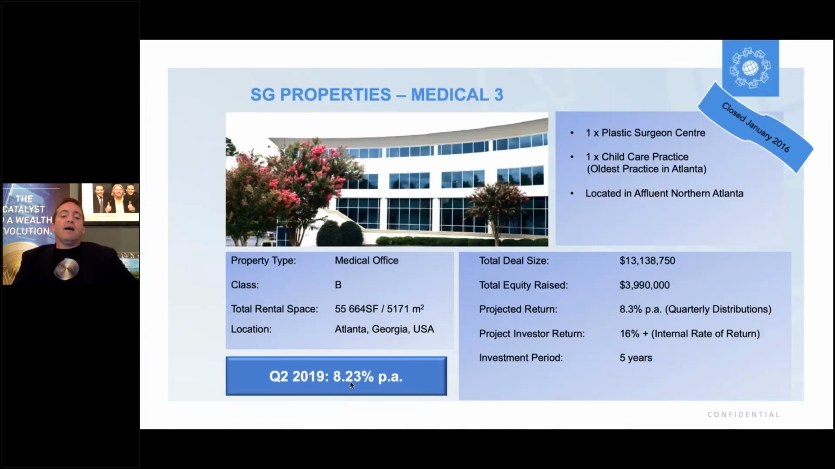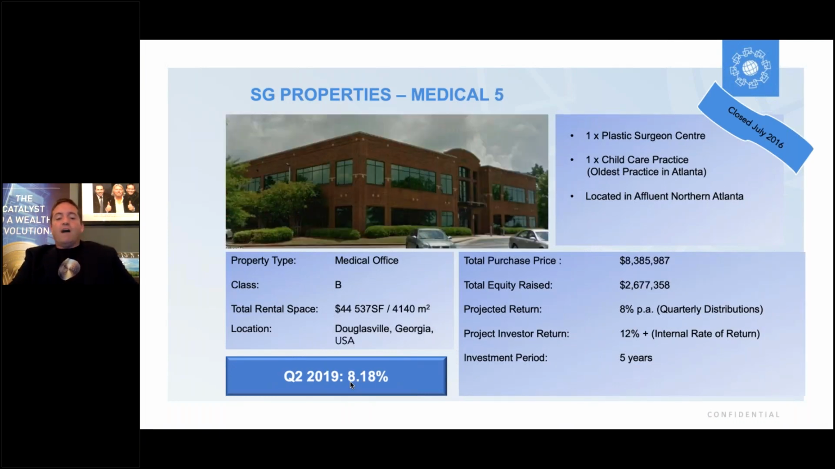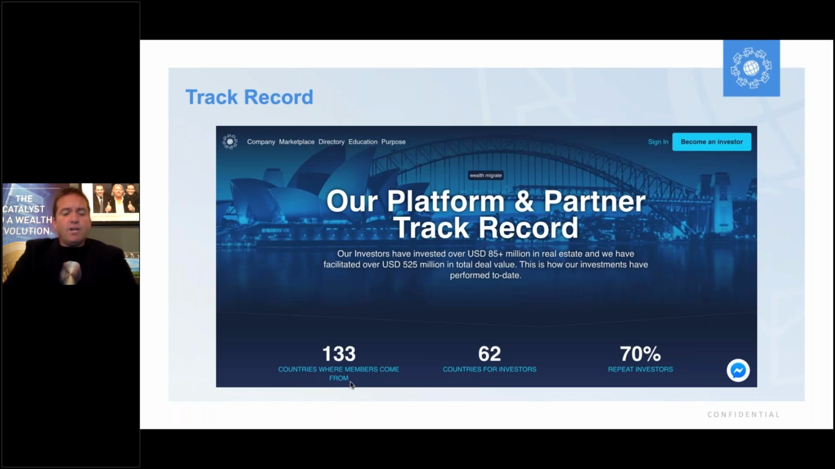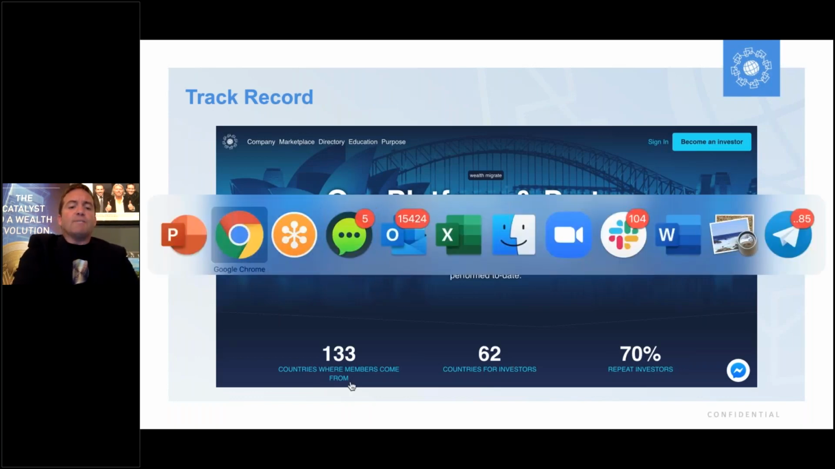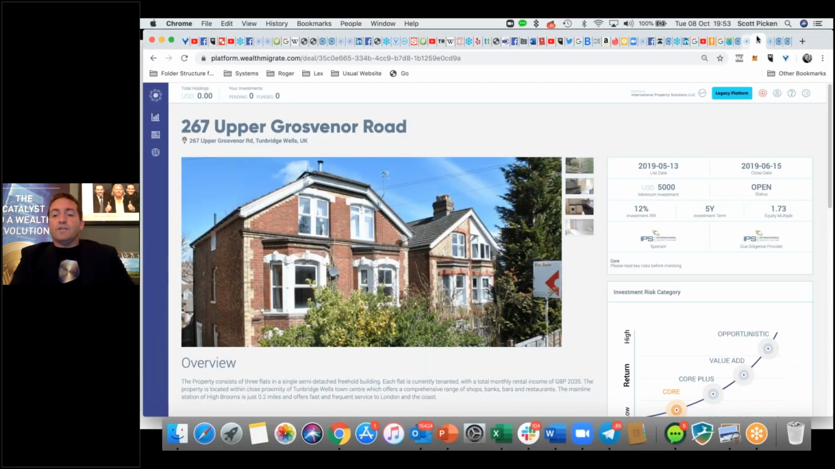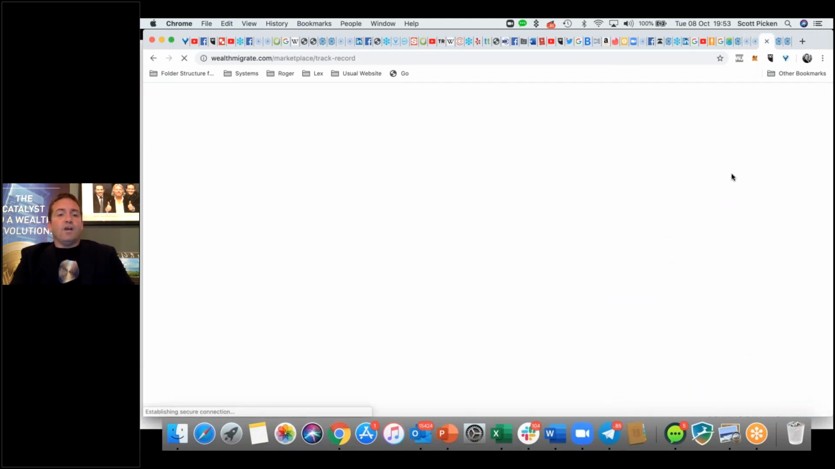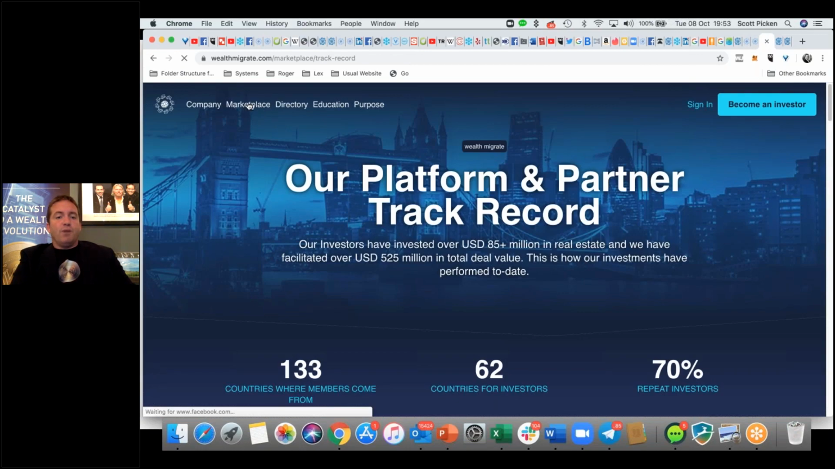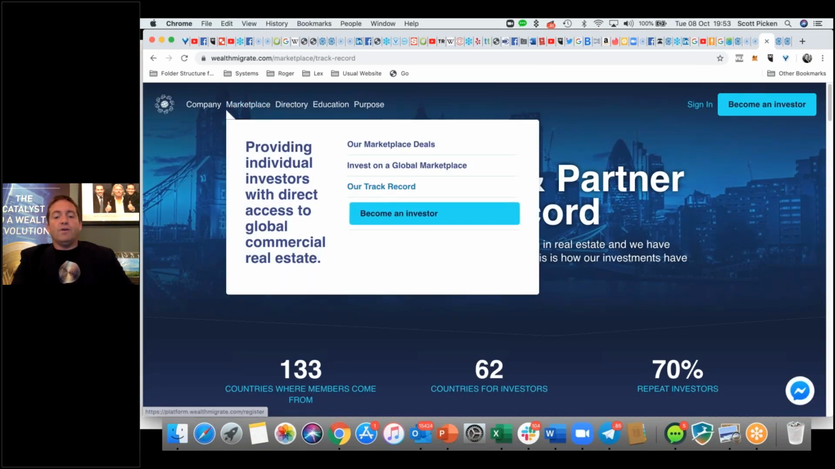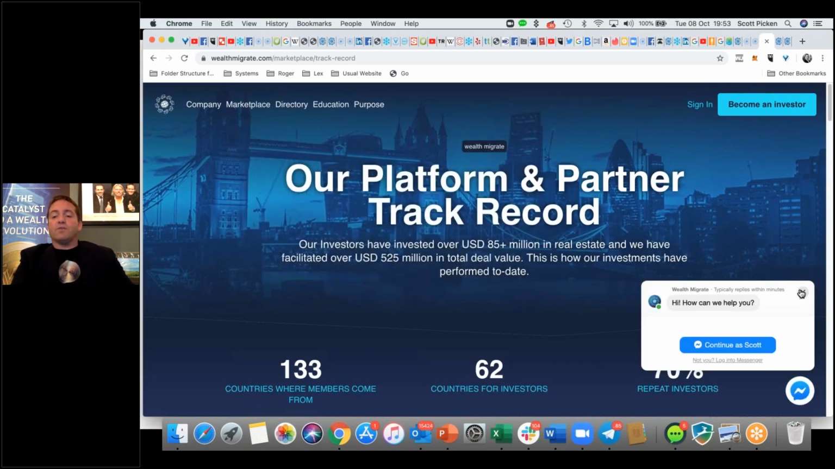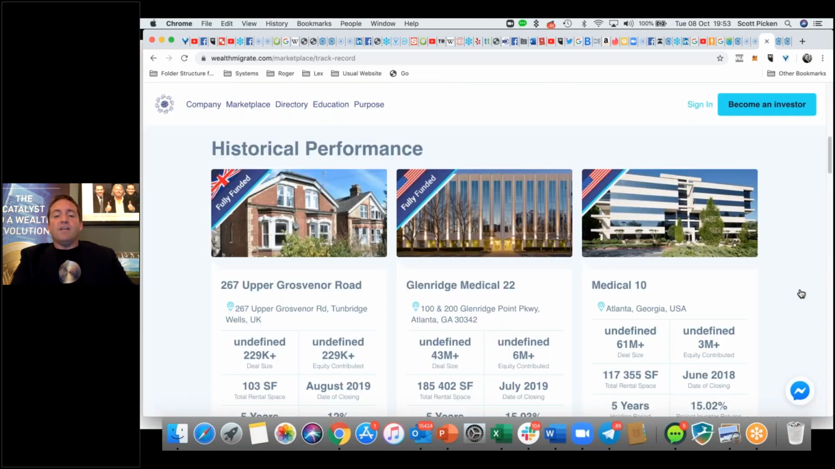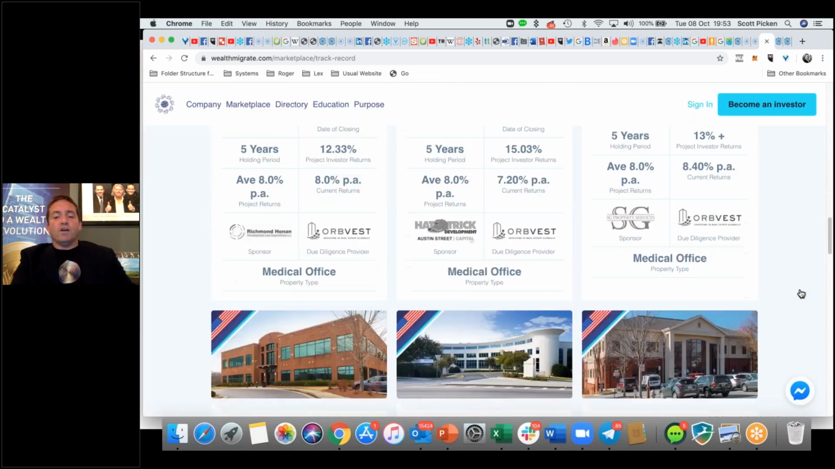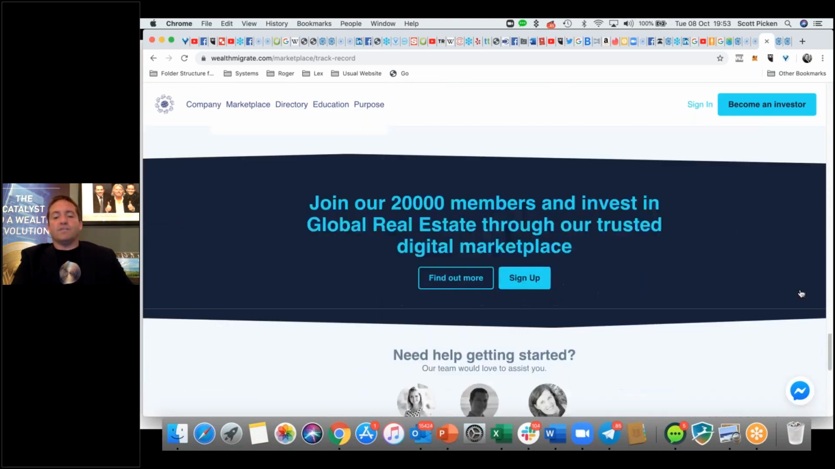Medical 3, they're actually looking to sell at the moment. That's at an 8% cash on cash for the last 3 years. Medical 5 is 8%. And what I encourage you to do is go to our website and look at our track record. It's on the platform. So all you do is you go to Marketplace and you go to our track record, and you can go and read all about it. Go and look at all the different deals, how they're doing, what their different returns are. You can see who the different partners are, et cetera.